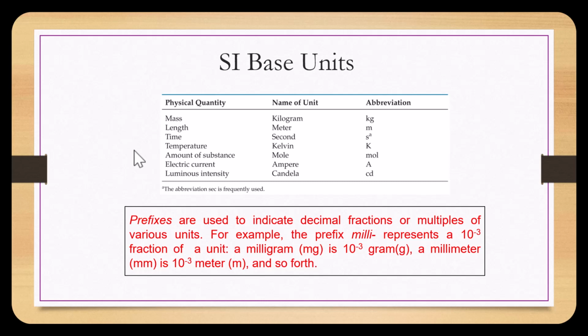For example, the prefix milli represents 10 to the negative third fraction of a unit, meaning that it would divide it by 1,000. So a milligram is 10 to the negative third grams, or 1 gram divided by 1,000. A millimeter is 10 to the negative third meters, which would be 1 meter divided by 1,000. These are common prefixes used in chemistry.